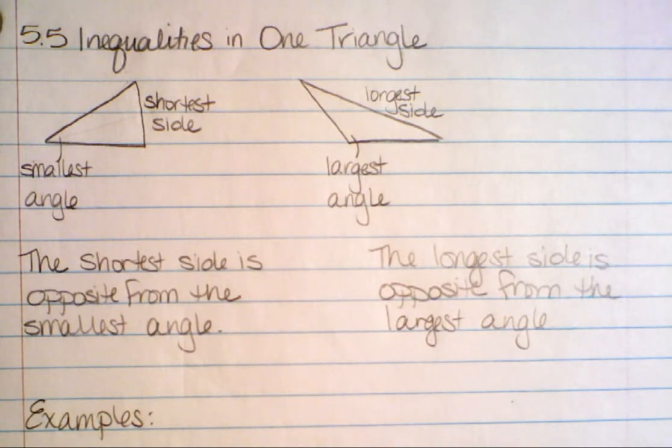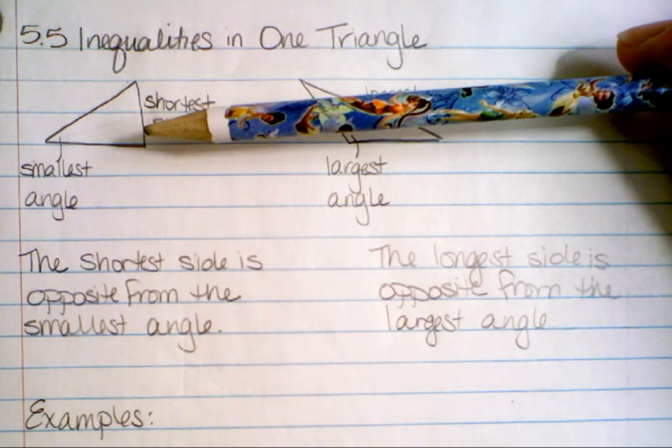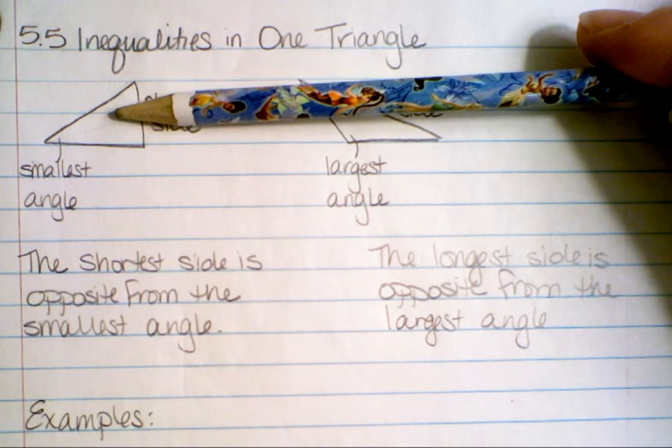All right, this lesson is on section 5.5, inequalities in one triangle. And it's really a pretty simple idea, actually. The smallest angle of a triangle is opposite the shortest side. So if we know that we have an acute angle, then the side opposite of that is going to be shorter than if we have a right angle and the hypotenuse.